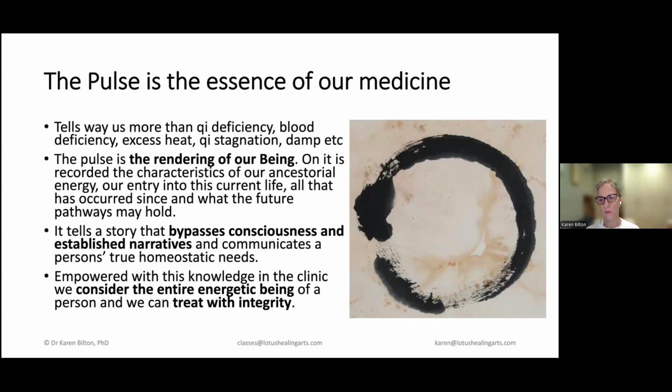When we're empowered with all this knowledge, and we add it to what we already know, like what the patients are telling us, what we get from the eyes, from abdominal palpation, from the tongue, when we put all of this information together, we really are considering the true energetic being of the person, and we can treat that person wholeheartedly and from a place of integrity.